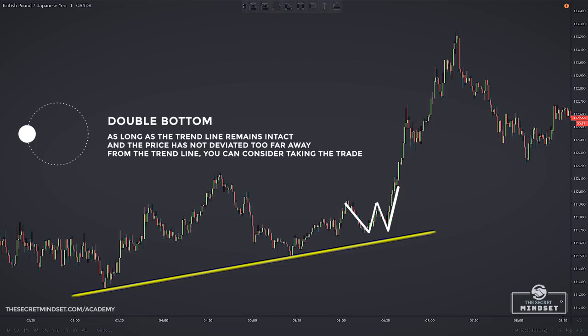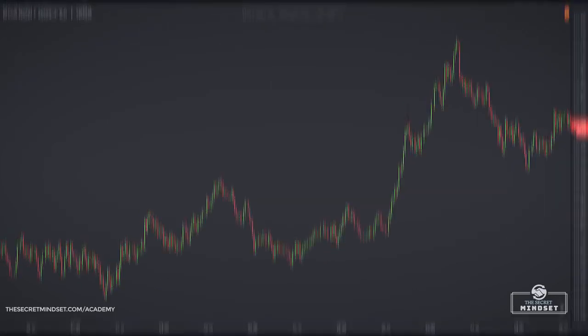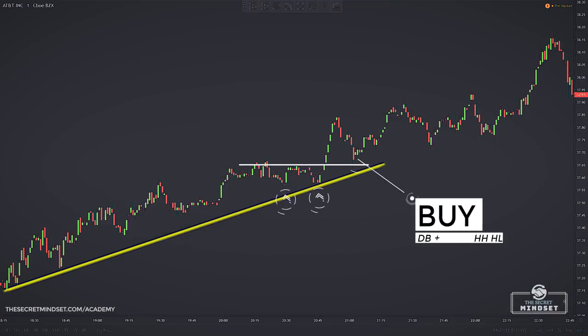This is because when price deviates far away from the trend line, it can revert to the mean or snap back to the trend line. This can reduce the odds of the double top or the double bottom pattern being a successful trade setup. Here are other examples of valid double bottoms near upward trend lines on lower time frames.